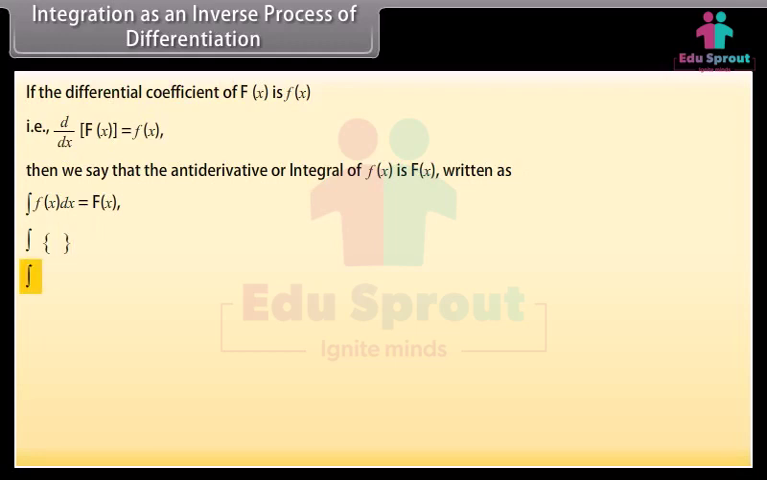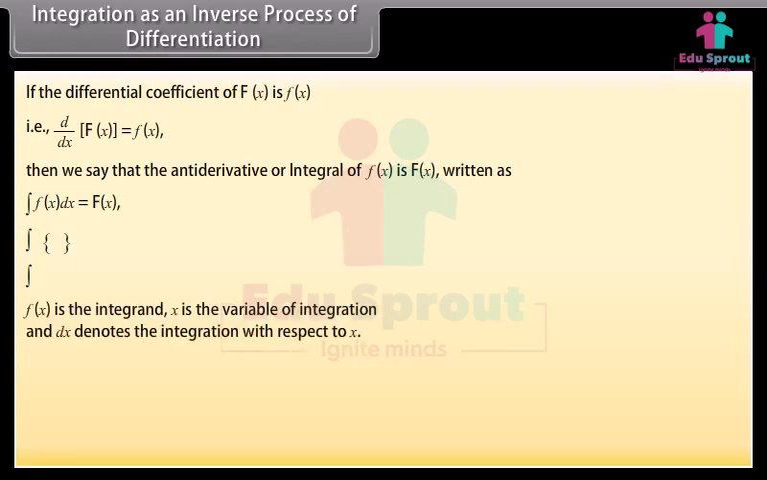This symbol stands for integral of. f of x is the integrand. x is the variable of integration, and dx denotes the integration with respect to x. For any constant c, d by dx of capital F of x plus c is equal to d by dx of capital F of x plus 0 is equal to f of x.